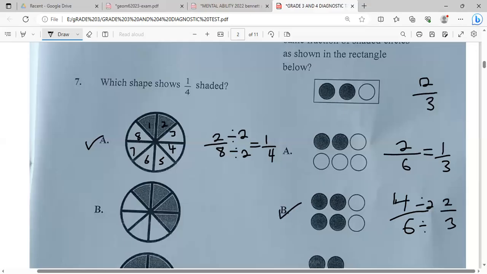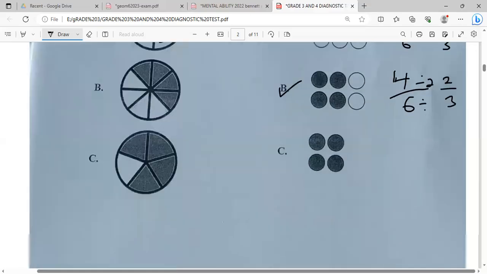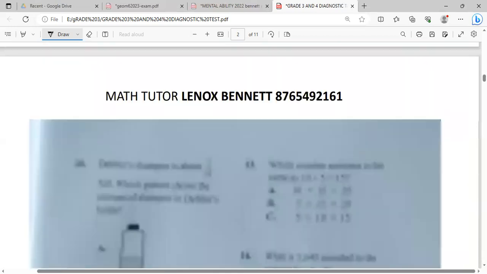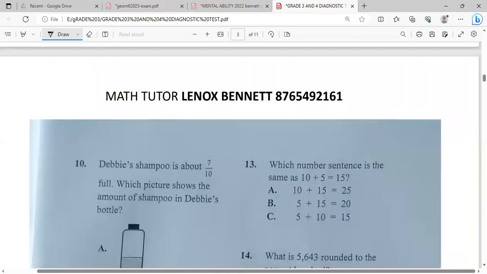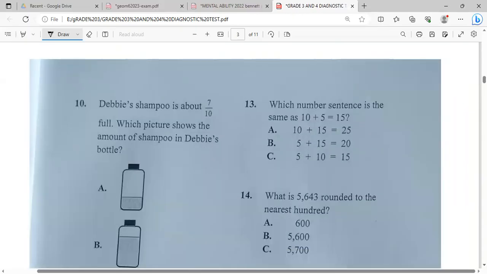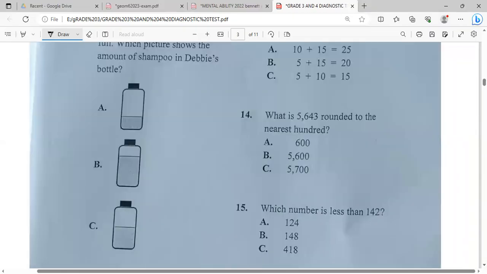All right, let's move on to number 10. Number 10 says, Debbie's shampoo is about 7/10 full. Which picture shows the amount of shampoo in Debbie's bottle? So 7/10 is almost full, past half, right? Because 5/10 is half, so that would be B.